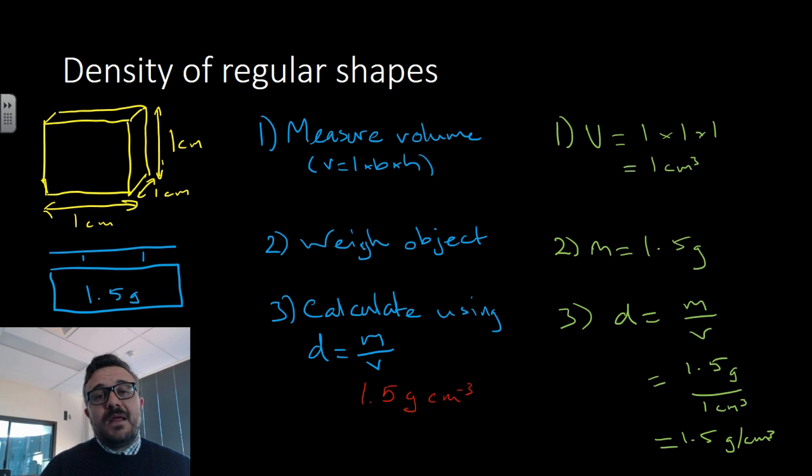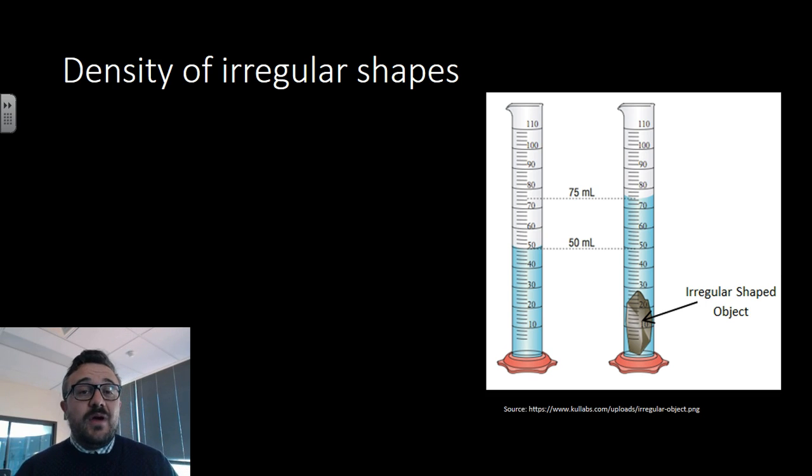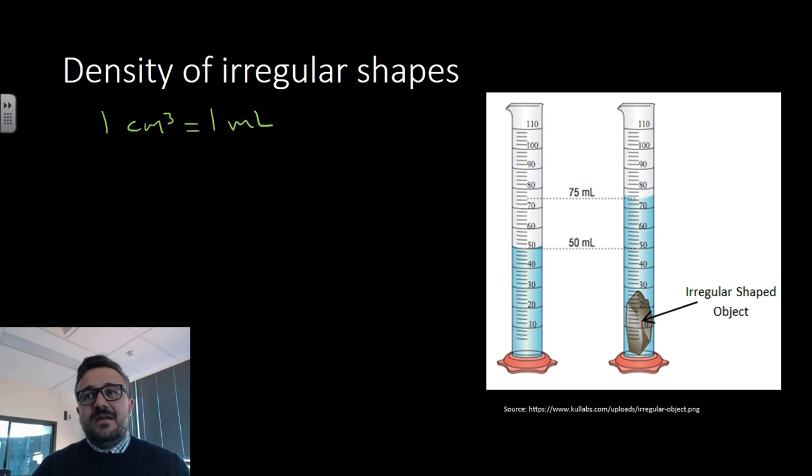Now, let's have a look at the density of an irregular shaped object. An irregular shaped object is one without standard measurements. Like it's got lots of little shapes put together. A rock is a good version of an irregular shaped object, or an iceberg. So before we can measure this, we need to remember that 1 centimeter cubed equals 1 milliliter.